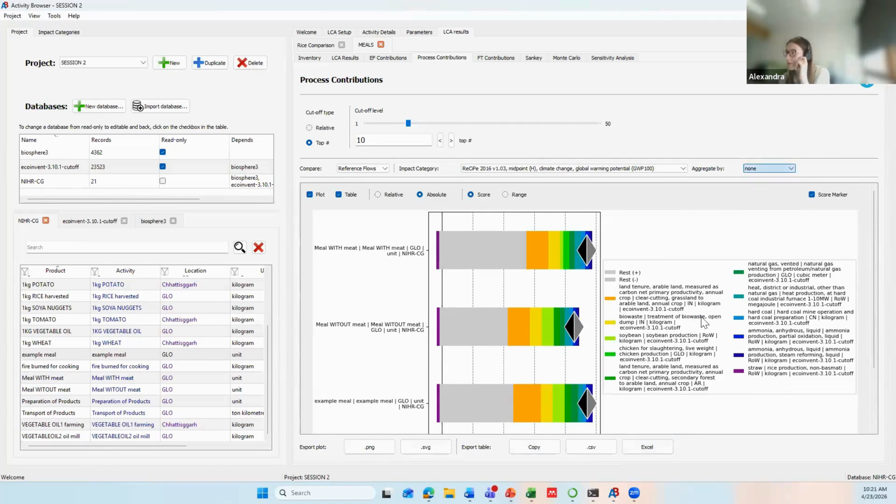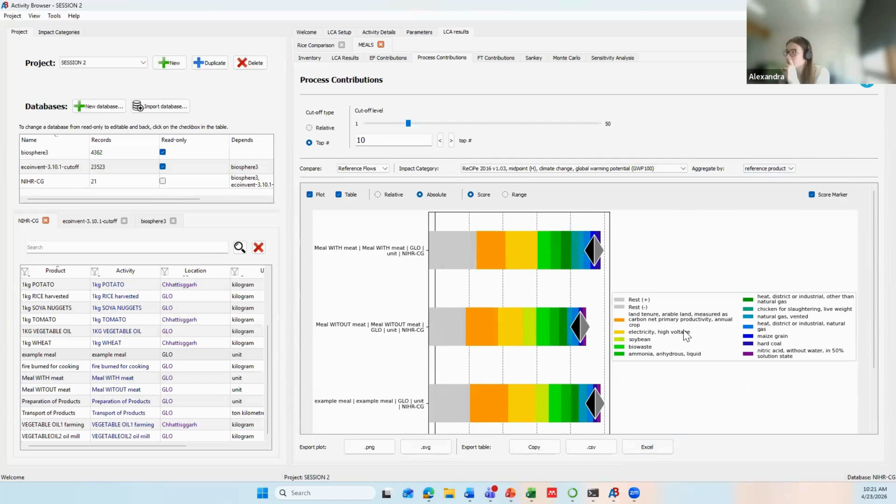Again, you can aggregate by reference product. So that would be the source. Because, for example, electricity is made up from a variety of different types of electricity, so from fossil fuels, from solar, and so on. So yeah, you can look at it that way.